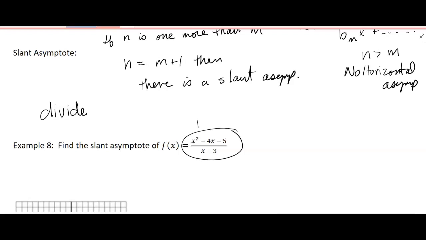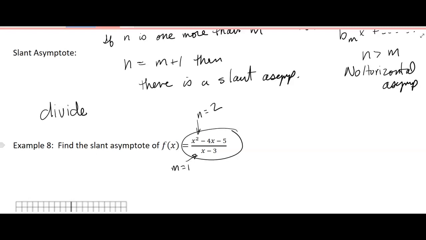So see how this has an n of 2? But this has a degree m equals 1. So because 2 is 1 more than 1, so if it were like 4 and 3 or 5 and 4, those would each be a case where you would have a slant asymptote. Okay. To find that, then we're going to divide.